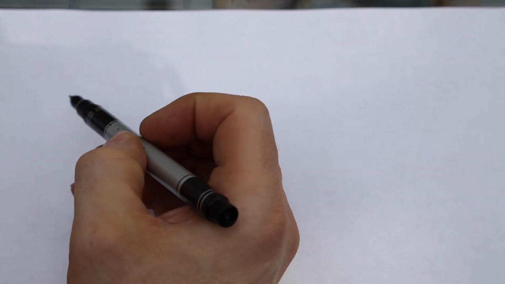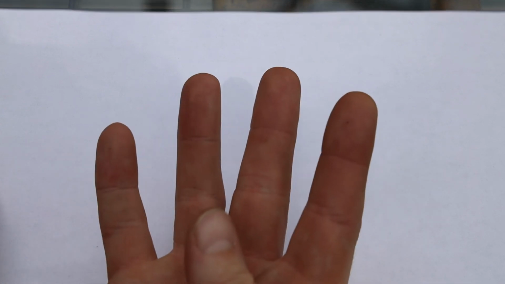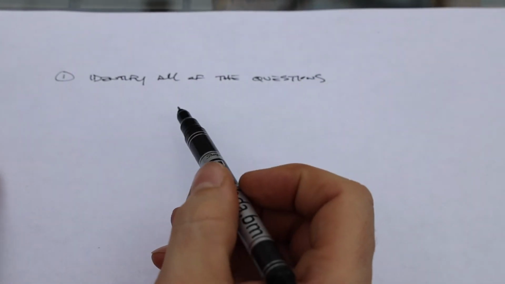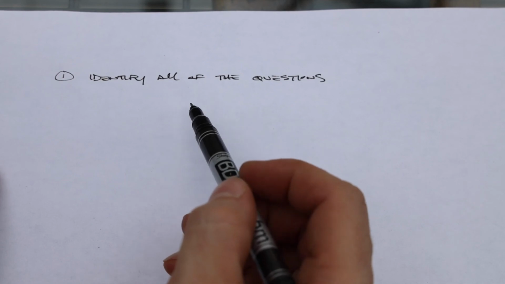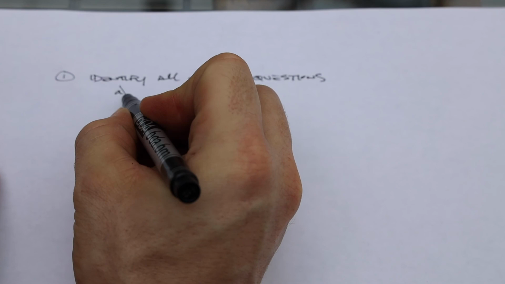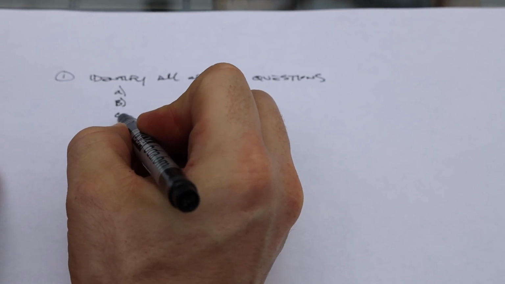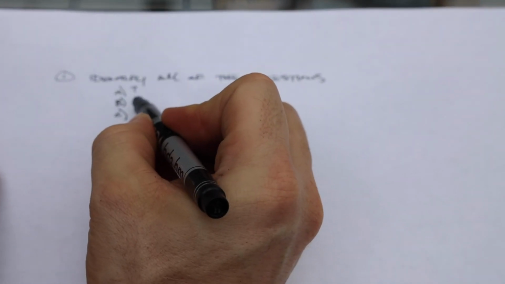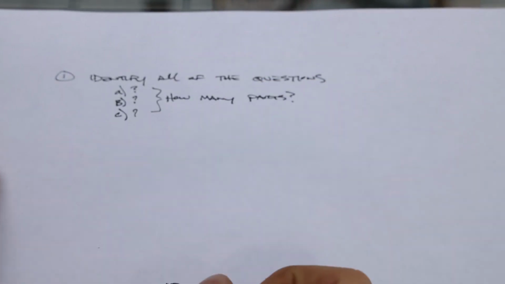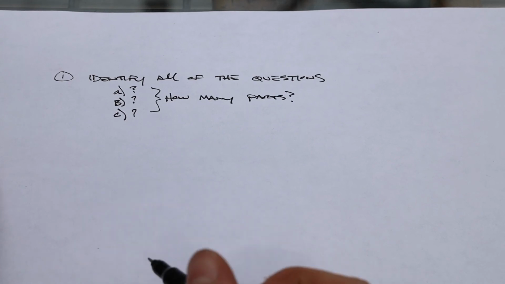Okay, so any free response question that you have, I usually complete them in 4 steps, okay? The first step is to identify all of the questions. Okay, and what that means is most AP questions have multiple parts. So there's a part A, there's a part B, there's a part C. So I want to find all of these and recognize how many parts. Okay, that's always my first step before I even start writing things.